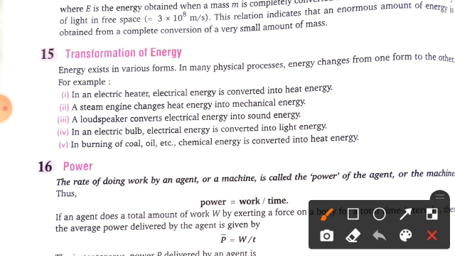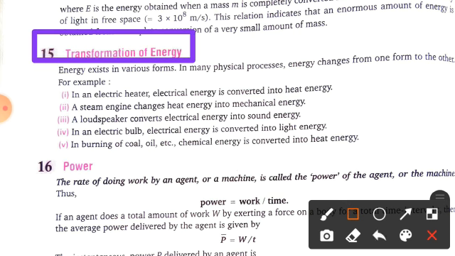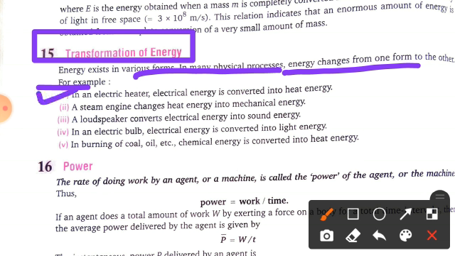Now come to the transformation of energy. This is the next topic, the transformation of energy. Energy exists in various forms. In many physical processes, energy changes from one form to another. For example, in an electric heater, electrical energy is converted into which?